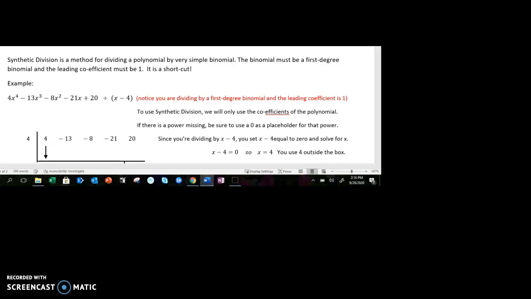Now, what number do we place outside the box? What number goes outside the box? You take x minus 4. You set it equal to 0. You solve it for x, so add 4 to both sides. X equals 4. You're going to place positive 4 outside the box. All right, here we go.